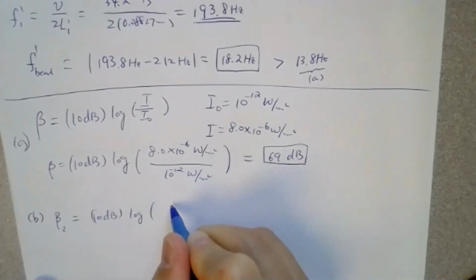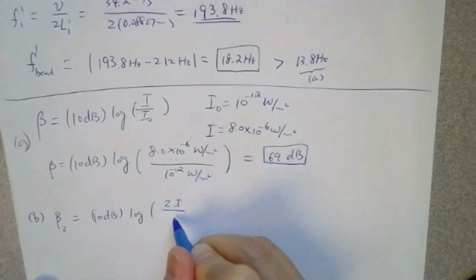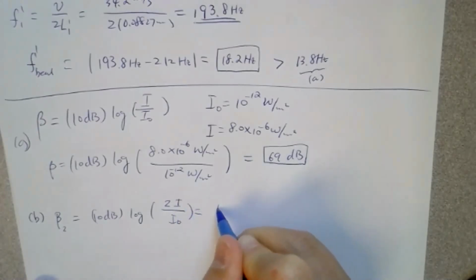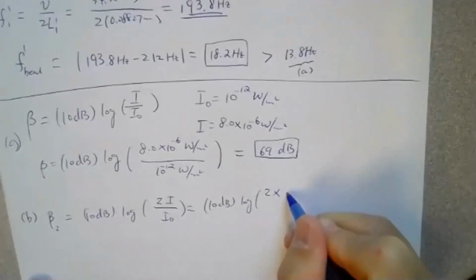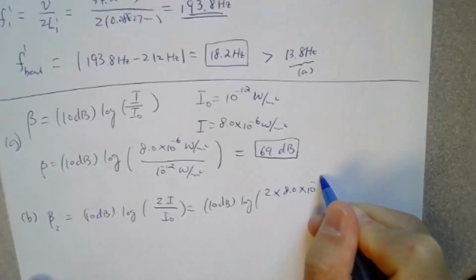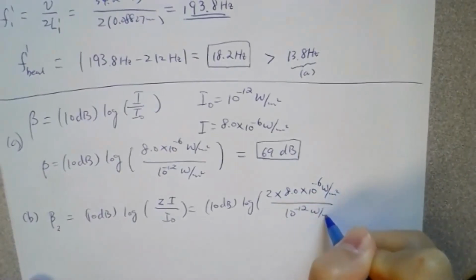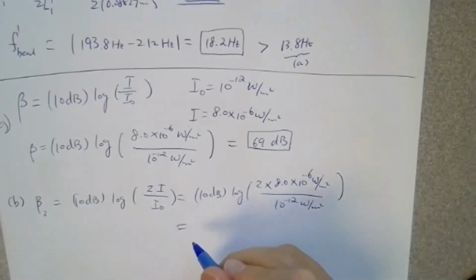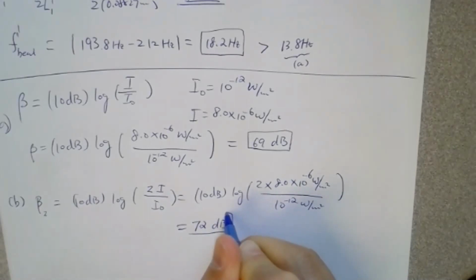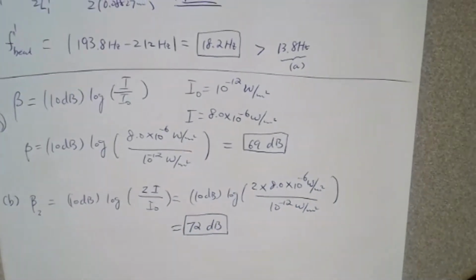Log of I, in this case I will be twice the original I, right? Divided by I naught. So then it will be 10 dB log of 2 times 8.0 times 10 to the minus 6 over 10 to the negative 12. That will give you 72 dB. So when the intensity doubles, the intensity level does not double.